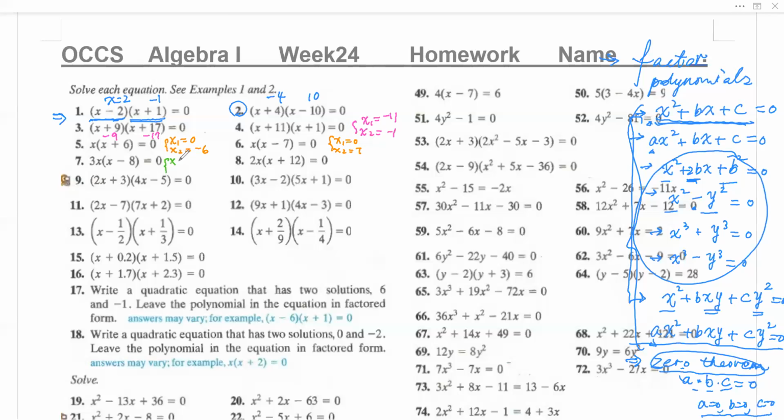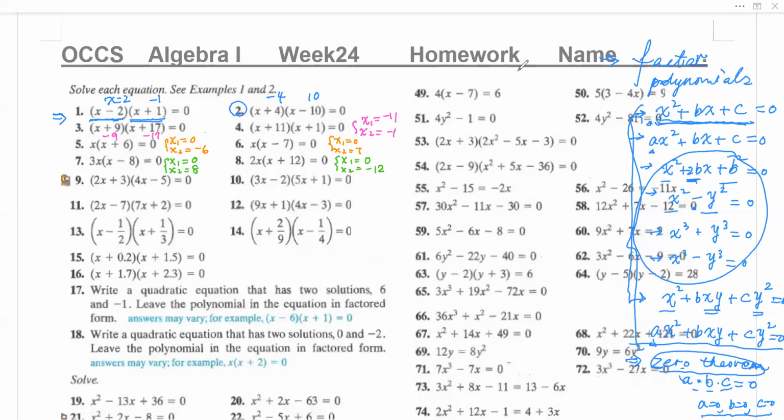For number 7, I got... I cannot hear you. For number 7, I got 0 and 8. And number 8, I got 0 and 12. -12 or 12? Which one? -12, or negative 12. Okay, thank you.